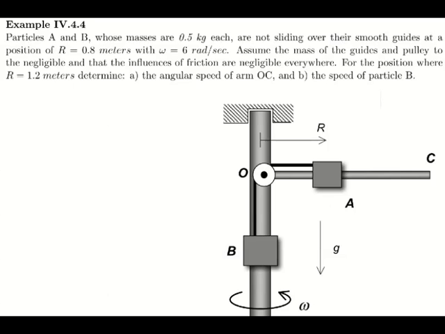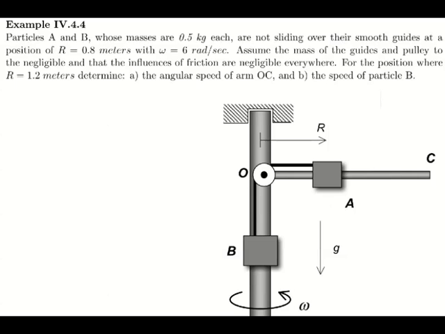We know where A starts out, 0.8. We know omega at that position, 6 radians per second. And A, once we let it go, is going to move outward. Of course, if A moves outward, then B moves up. And what we want to find is the angular speed of the arm OC at that position, and we want to know the speed of particle B.